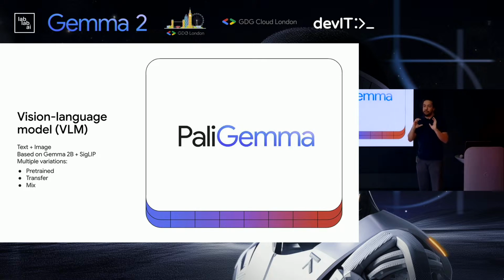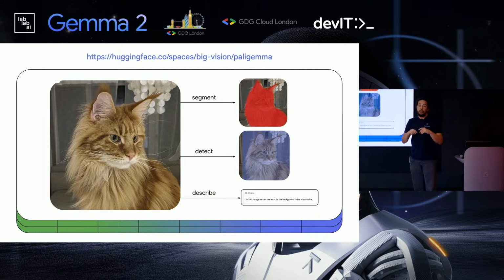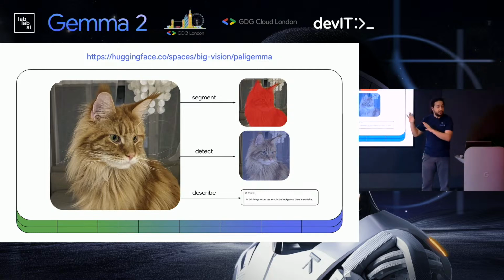And there is also the model size. We released only the small one based on Gemma 2 billion parameters, which is the small version. You could do a lot of things, like, for example, image segmentation, object detection, describe. So you can, for example, give an image of a cat and ask what's in this image. Explain what's in this image. Or where is the cat? It will give you that mask that you see over there. That all comes from the model.